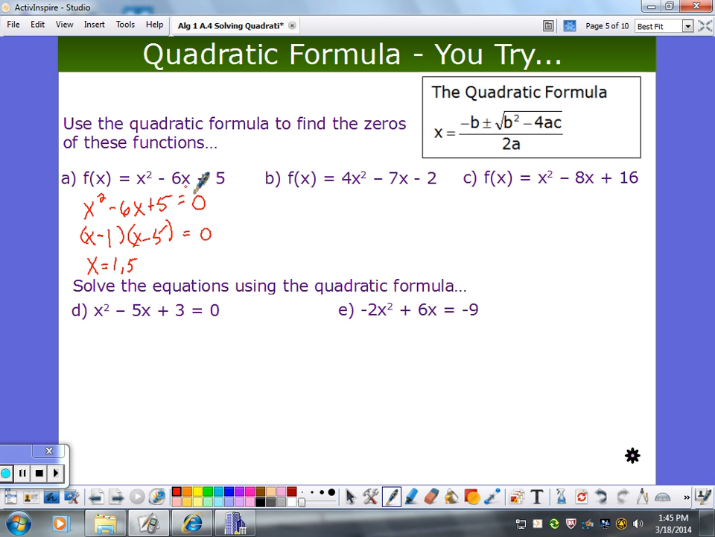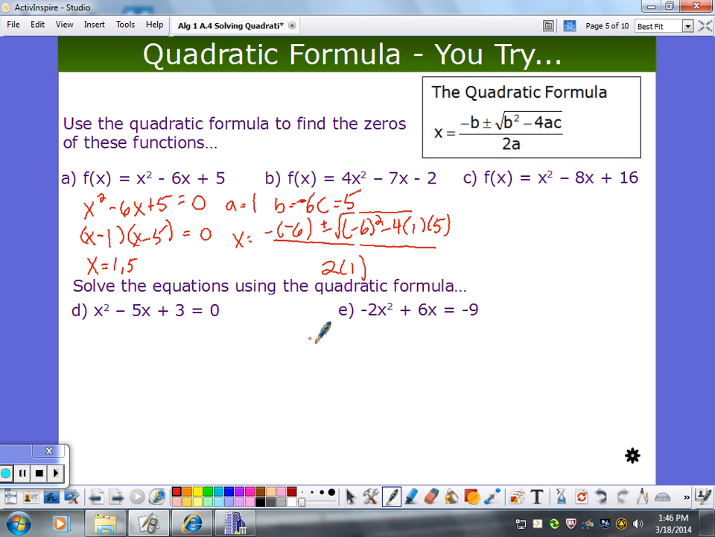See if this works. So let's see. What's my a? What's my b? And what's my c for this one? What's a? 1. What's b? And what's c? Okay, so x is going to equal negative b, negative negative 6, plus or minus the square root of b squared, and that's negative 6 squared, minus 4 times a times c, whole thing over 2 times a. Don't try to take shortcuts. Write this whole thing out. Take a good look at it.